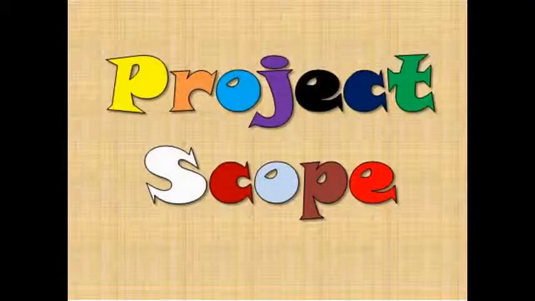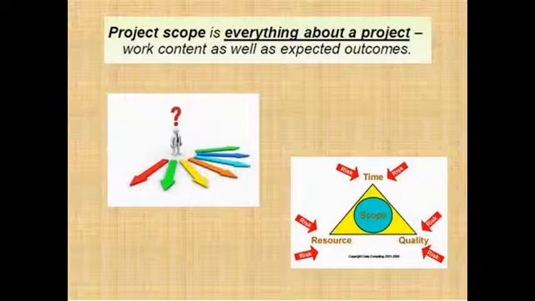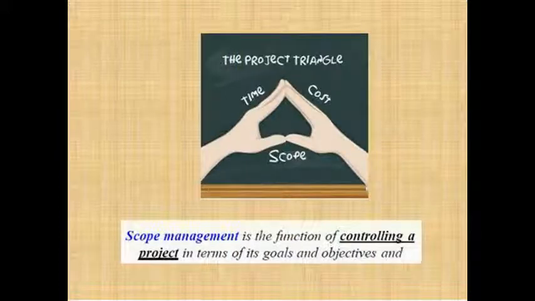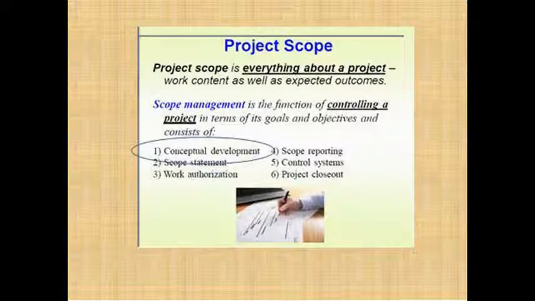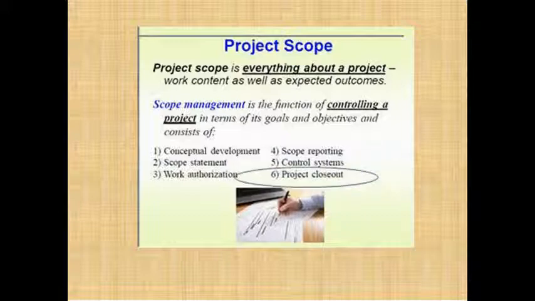An equally important concept in this planning stage is the project scope. The project scope is actually everything about the project work content as well as the expected outcomes. And therefore, scope management is defined as the function of controlling a project in terms of its goals and objectives. And these are conceptual development, scope statement, work authorization, scope reporting, control systems, and the project closeout.